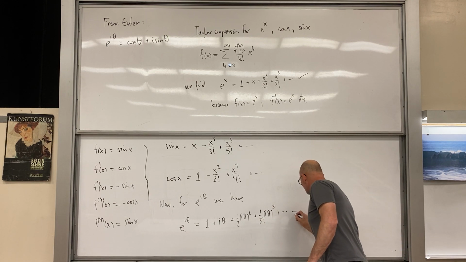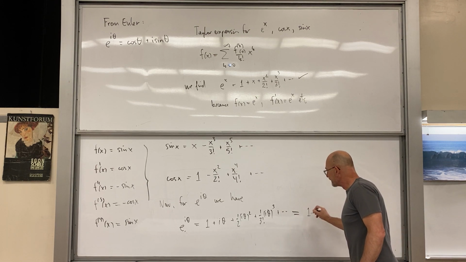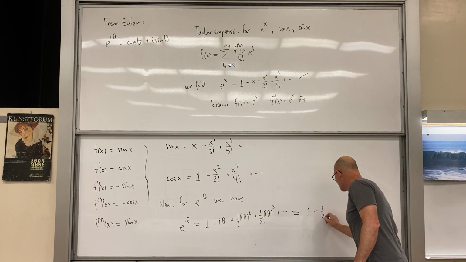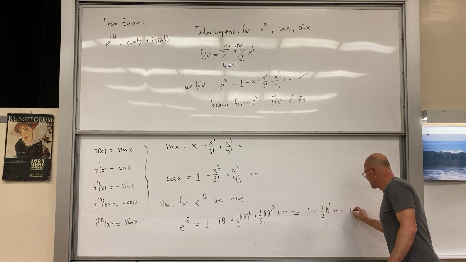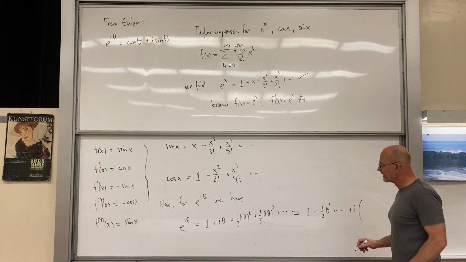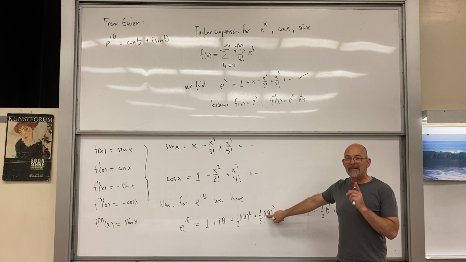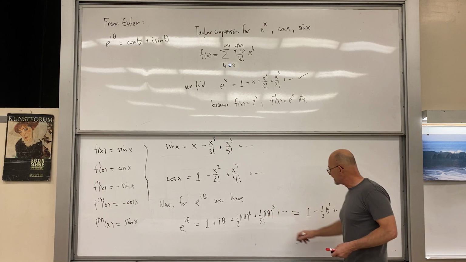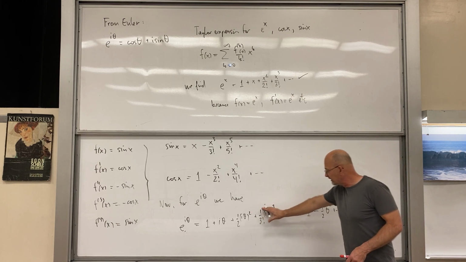And we get, I'll continue it over here on the right, 1 minus, see, i squared is going to be minus, so minus 1/2 theta squared, plus and so on, plus i times theta, and then i cubed is going to be minus i, okay? Because i squared is minus 1 times i, so minus i, and so on. You do a few more of these, you see the pattern.